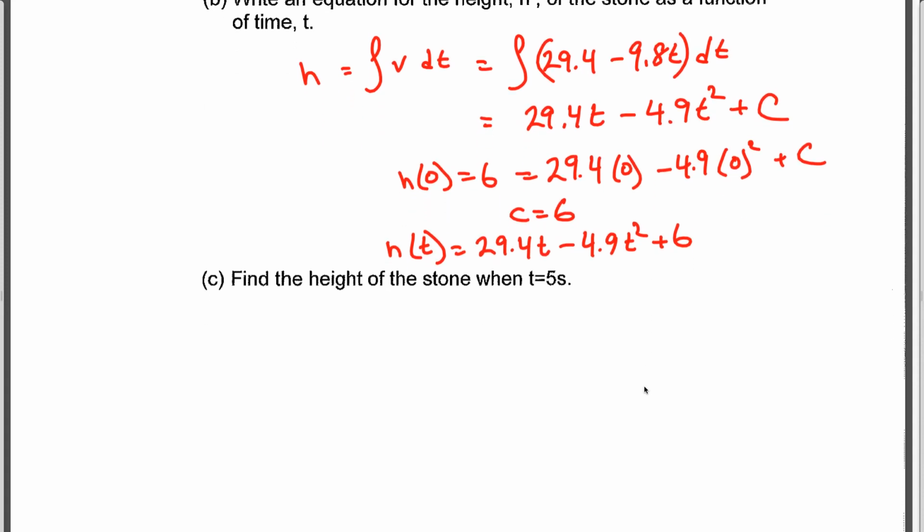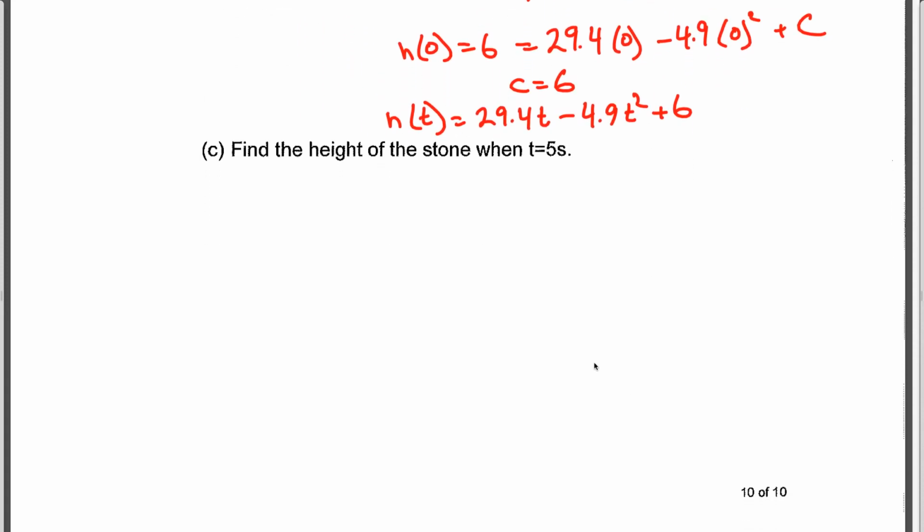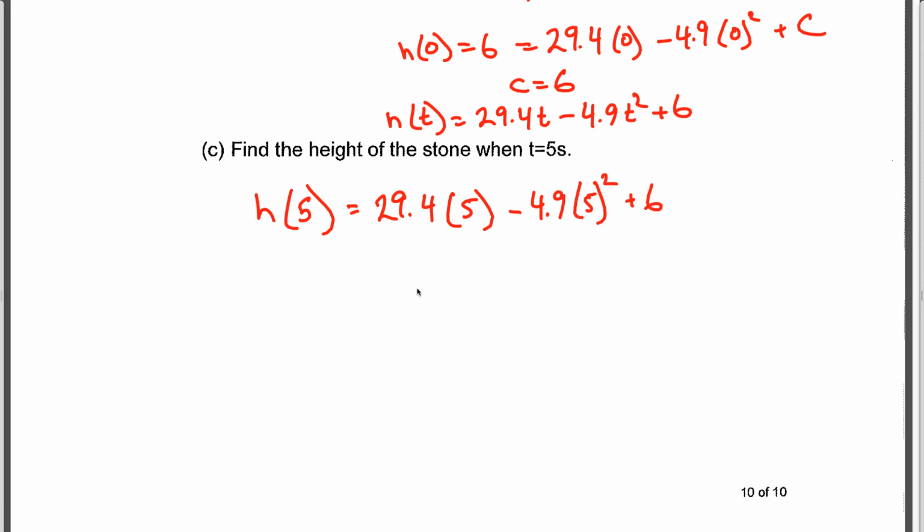The final question then says, what is the height of the stone at 5 seconds? Well, we know that the height is given by that function, so at 5 seconds, that's going to be our height. So we just replace t with 5 there. And we put in 5 squared plus 6. And if we work all that out, we get 30.5 meters as our height after 5 seconds. So there's our 3 pieces there.